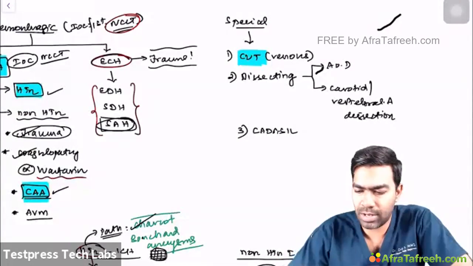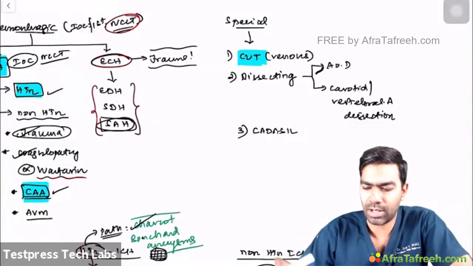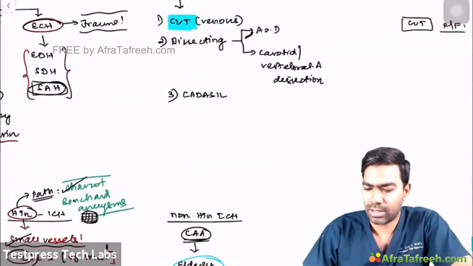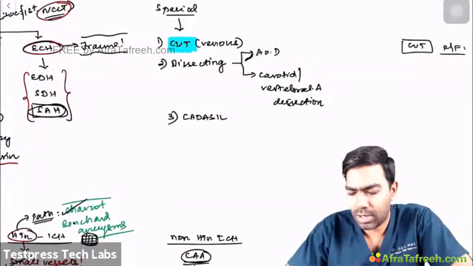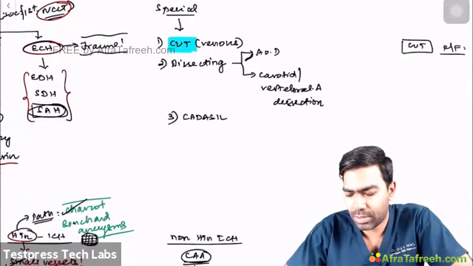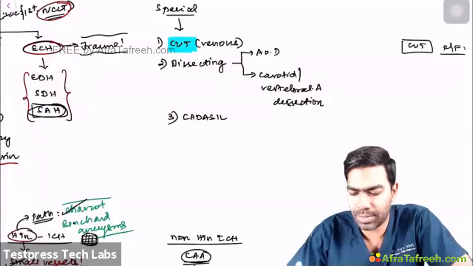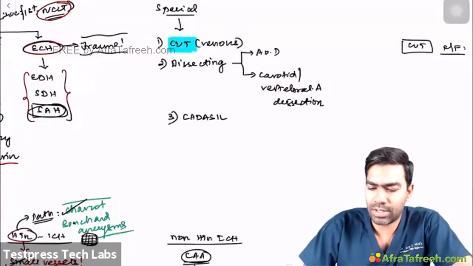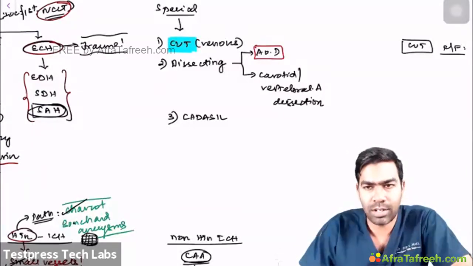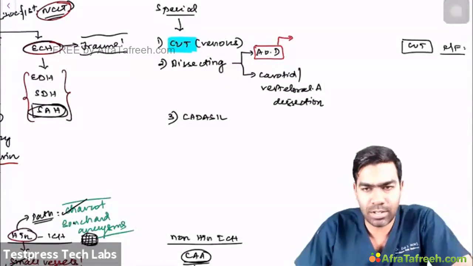For example, we have a dissecting type of a stroke, and we have CADASIL, that is cerebral autosomal dominant arteriopathy with subcortical infarcts and leukoencephalopathy. That's what we call CADASIL. Anyways, let us start with the dissection first. We have discussed a lot about aortic dissection already. We know how aortic dissection is going to cause a stroke.